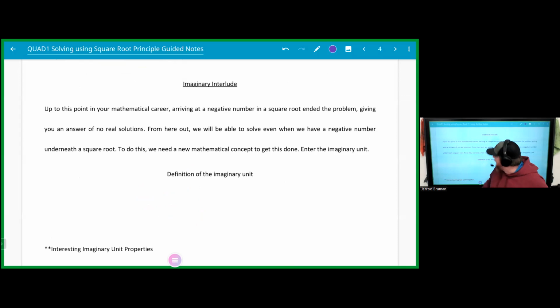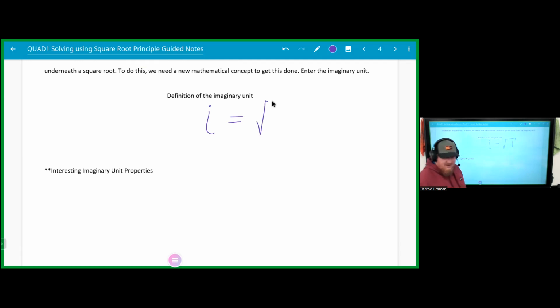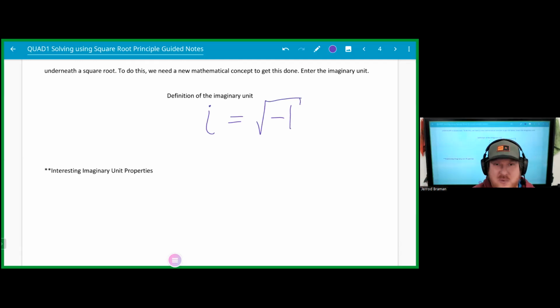What you actually get is imaginary solutions. And imaginary solutions are kind of interesting because we're going to use this imaginary unit. You can blame the Italians for this. The imaginary unit we're going to call i, and i is the square root of negative 1. Or conversely, the square root of negative 1 is i.